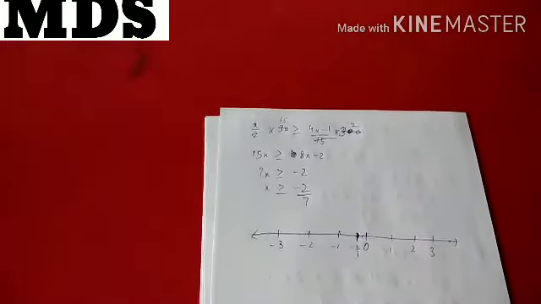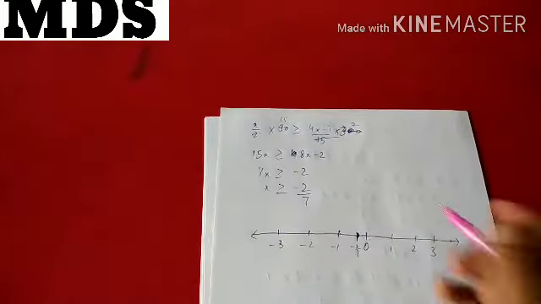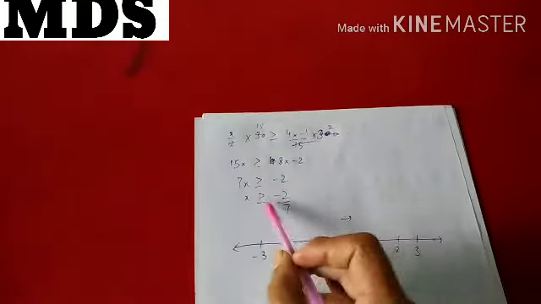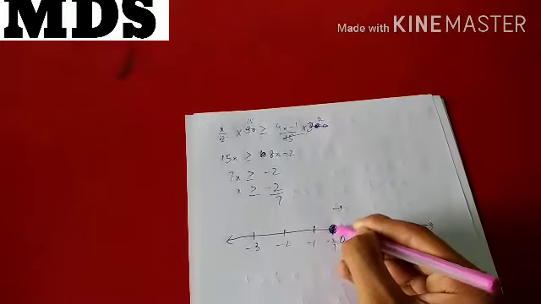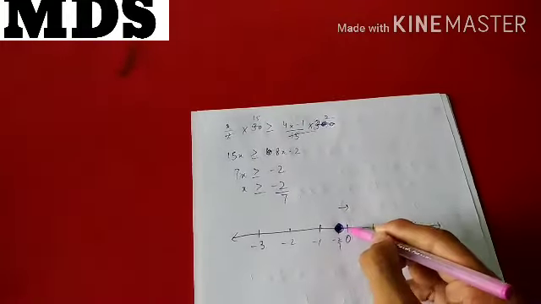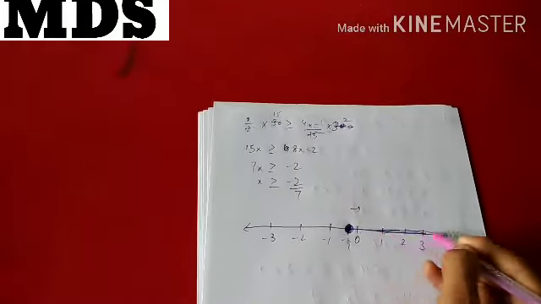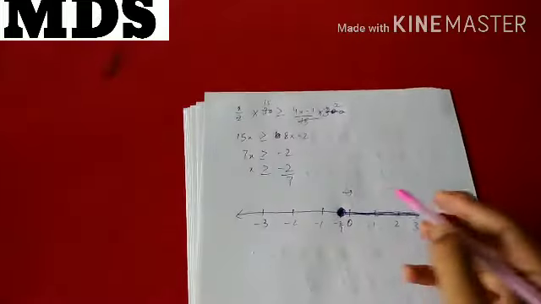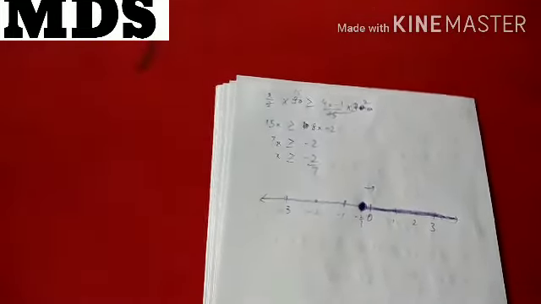So how will we represent our value of x? The value of x will be greater than this. Greater than this means this side, and also the equal to sign is there. So we will draw a circle and darken it, and we will show the result of x in this way. So it is the result of x that we are getting in question number 20.